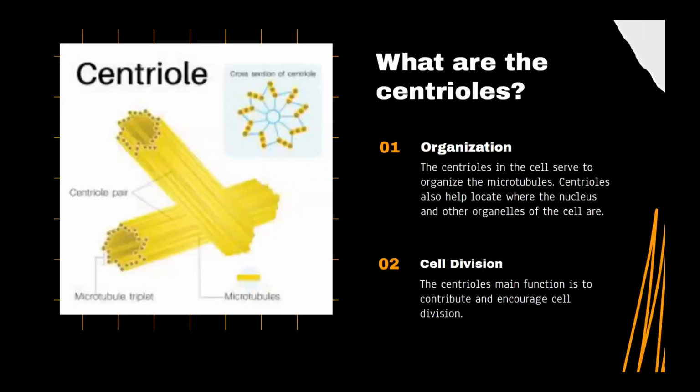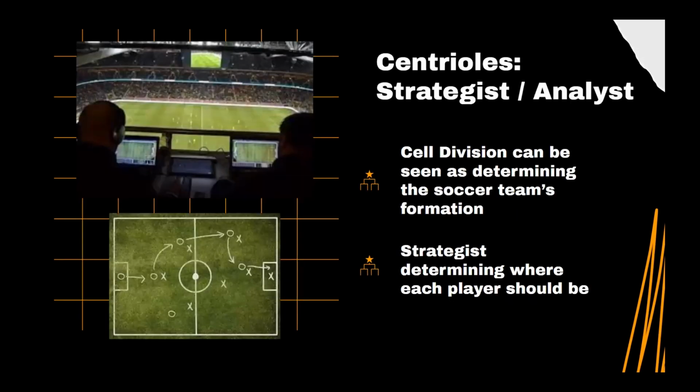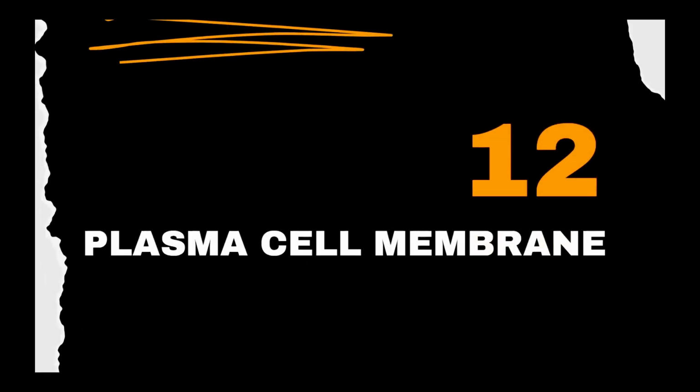The next we have is the centrioles. The centriole is the organelle that helps the cell organize itself and also helps locate where the nucleus and other organelles of the cell are. The centriole's main function is also to contribute and encourage cell division. So we can relate centrioles to strategists or analysts. This is because cell division can be seen as determining the soccer team's formation, and the strategist determining where each player should be.